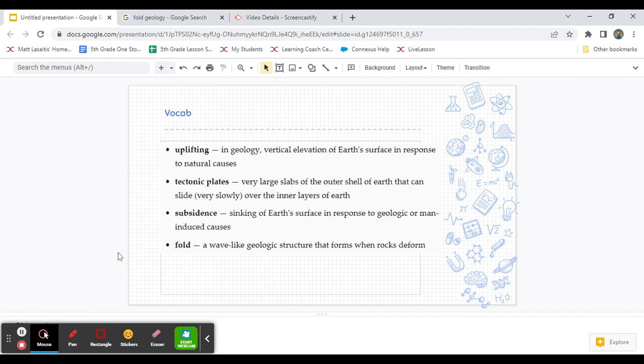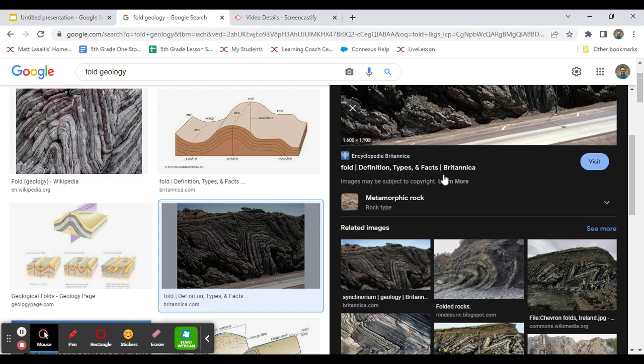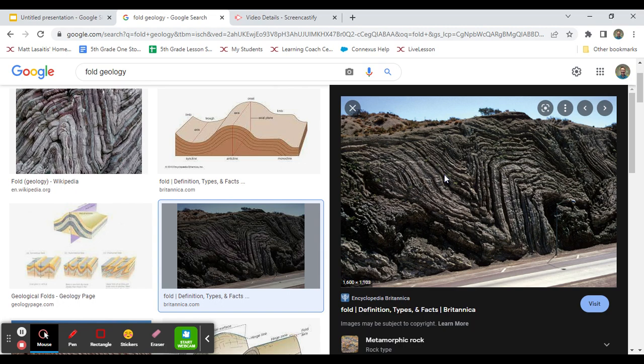And the last one here for this video is fold, which is a wave-like geologic structure that forms when rocks deform. This one's probably the coolest and most identifiable to see of these geologic features. And right here, this is folded rock. So sometime long time ago, these were pushed together, and the pressure made them just kind of fold and crumple like a piece of paper or like a slinky. And that does happen. They're found in many places, but pretty cool and definitely visually easy to see when you see them on the side of the road.